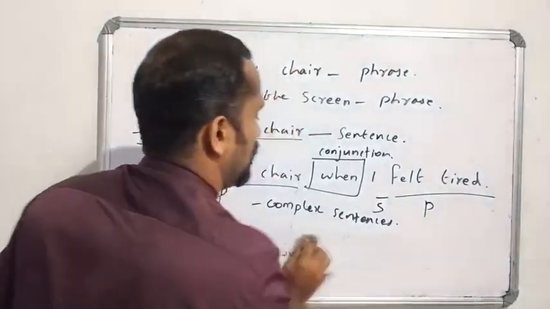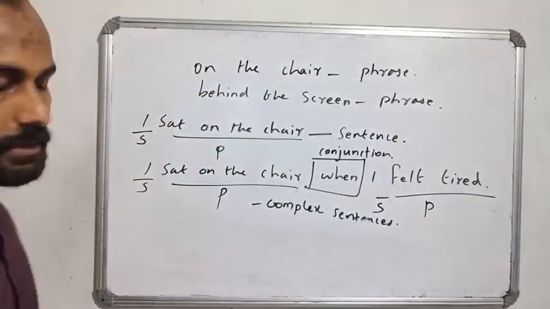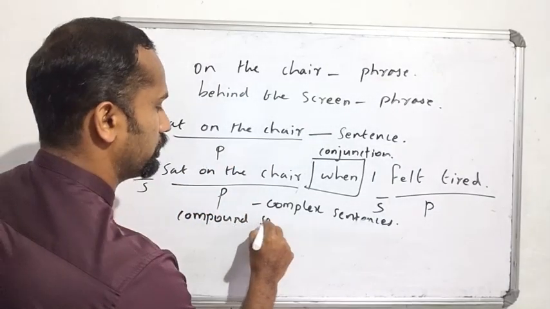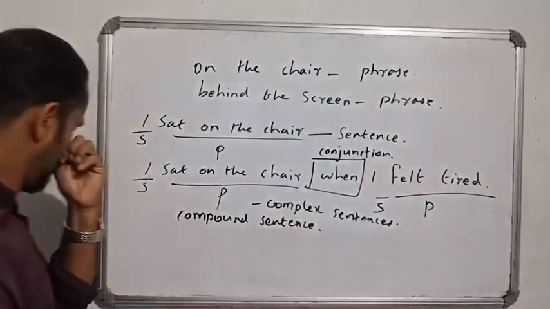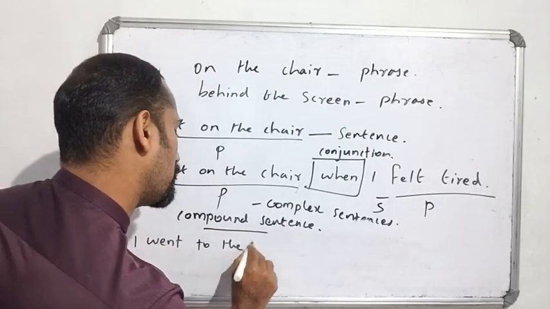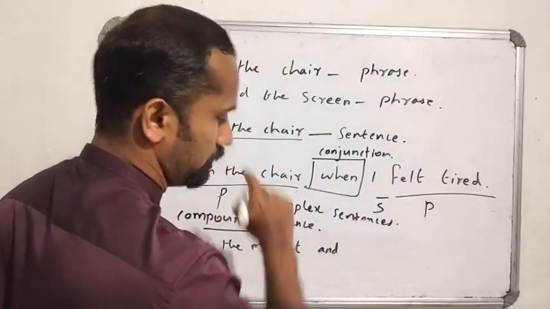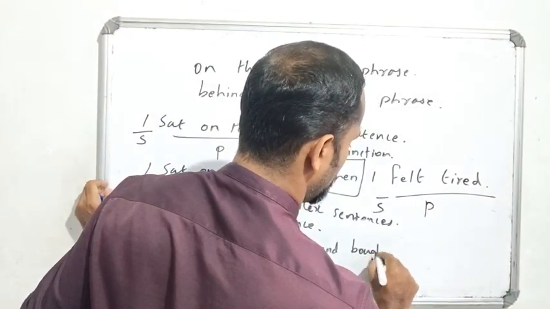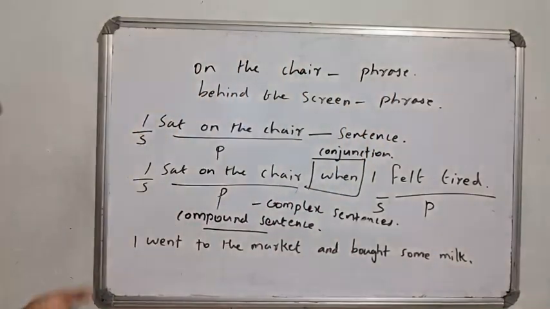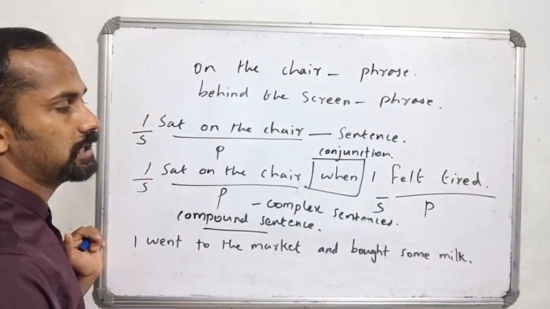So what is a compound sentence? Next one is compound sentence. I went to the market and bought some milk. I just wrote here another sentence: I went to the market and bought some milk.